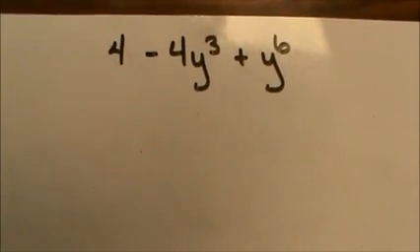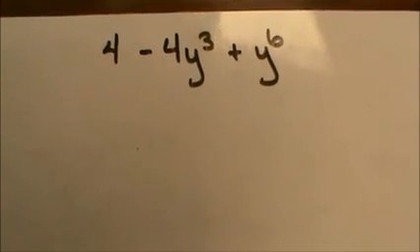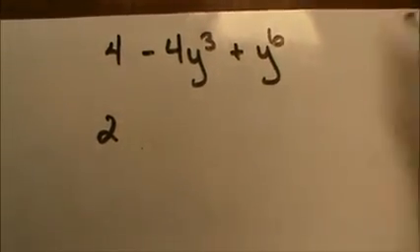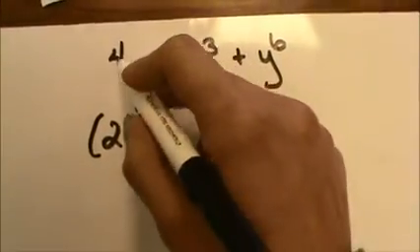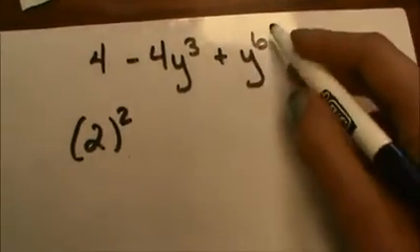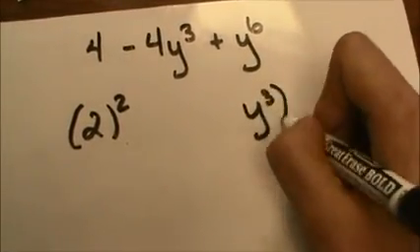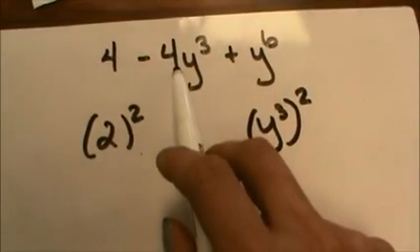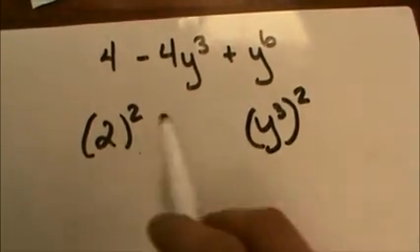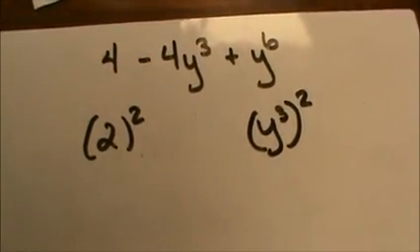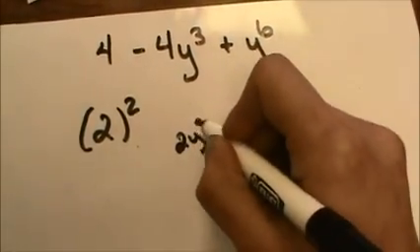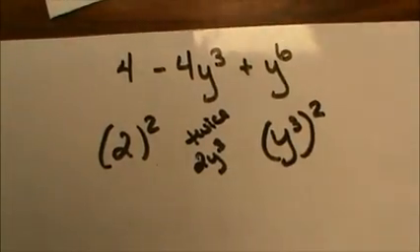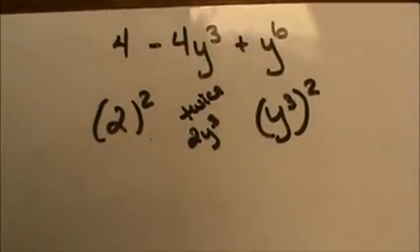Decide whether this polynomial is a perfect square. If it is, factor it. Well, for this to be a PST, perfect square trinomial, I need to look at the first term being squared, and it is, it's 2 squared, and this one being a perfect square, and it is, it's y to the third squared. Is this middle term twice the product of these two? Well, 2 times y to the third is 2y to the third. Is it twice that? Yeah, it is. I got 4 here. So I'm good. This is definitely a perfect square trinomial.